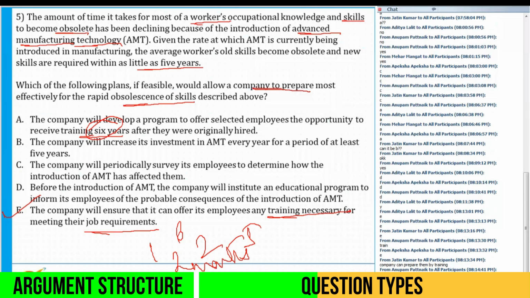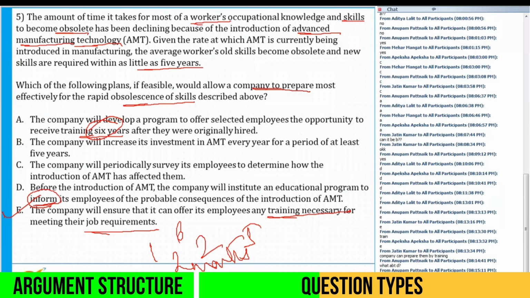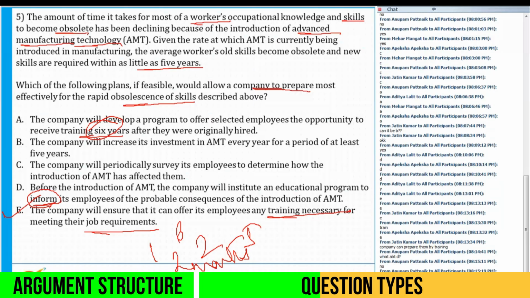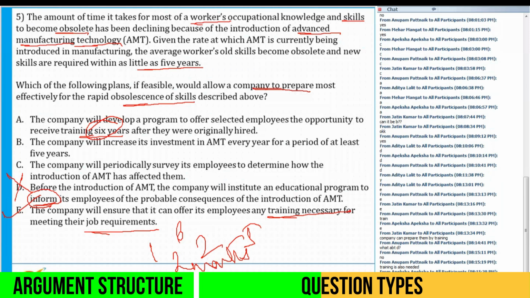Before the introduction of AMT, the company will institute an educational program to inform its employees of the probable consequences of the introduction of AMT. Okay. So the only thing that you will do is inform. Just informing, will you beat obsolescence? No, everybody theoretically knows, they have been informed that their skills will become obsolete. Will this information beat obsolescence? No. So merely providing information is not going to help the company deal with it.